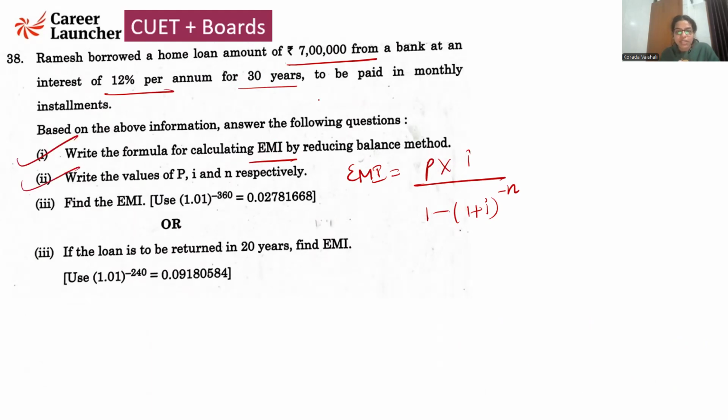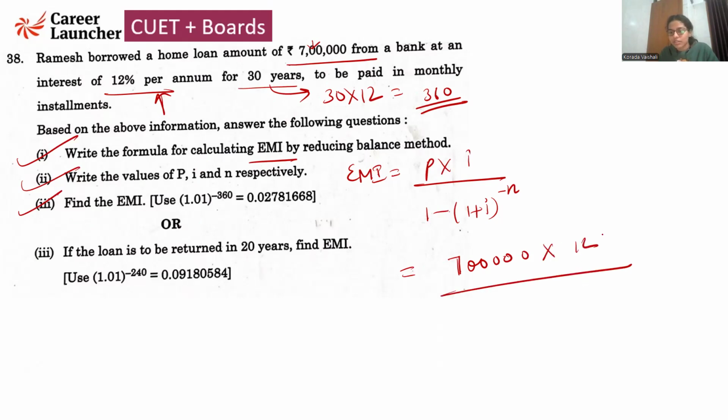So what is the value for P? P is 7 lakh, right? And I is the interest rate, which is 12%, and N is the number of installments. So this has to be multiplied with 12, so this is coming down as 360. So my N is 360. Now we need to calculate the value of EMI. Basically, what we need to do is substitute all the values. So I'm having 7 lakh multiplied by 12%. Now just remember that we need to convert it, divided by 12 as well.